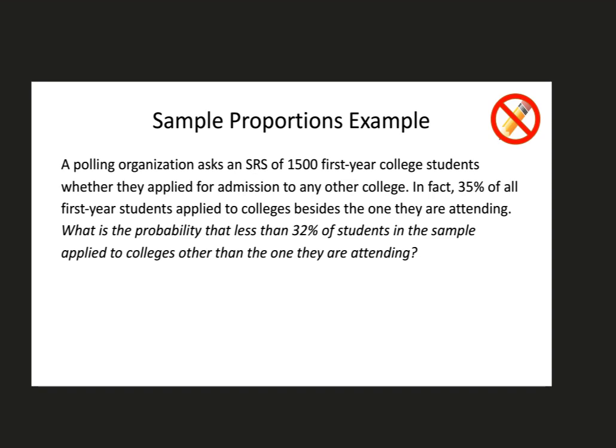they are attending? So this is going to seem very much like a z-score problem, but instead of saying 32% of students applied to colleges, it's 32% of students in the sample applied to colleges other than the one they're attending. So instead of looking at individuals, we're looking at individuals within the sample.